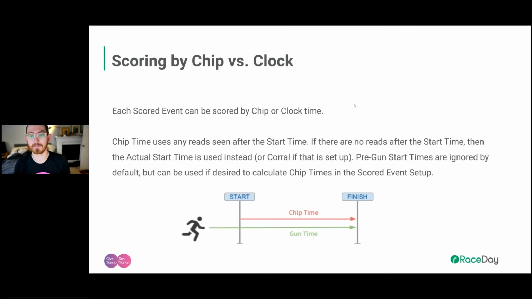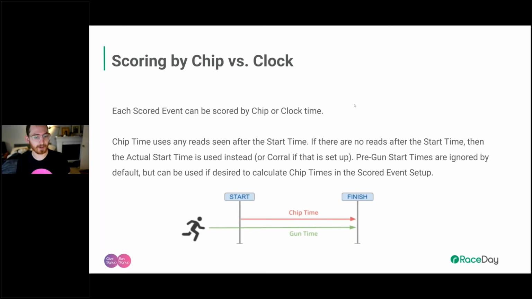if that's set up. Any pre-gun start time, so if a runner got a start read, but it happened to be before the actual start of the race, that's going to be accepted, but not used for a chip time calculation because it's actually going to default back to the actual start time. Now, if you wanted to, there's an option to say, I want to always consider pre-gun start times if you want to allow people to have slower chip times than their clock time. That's kind of up to you, depending on what you're doing.